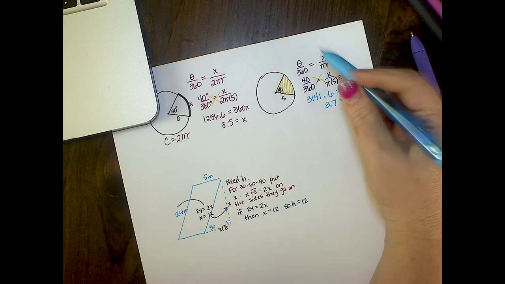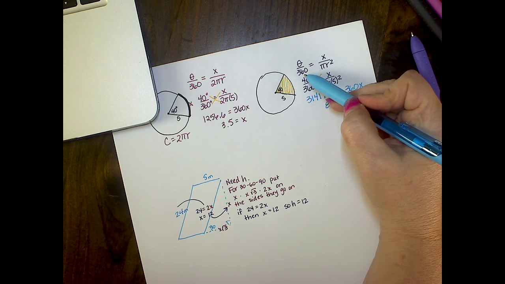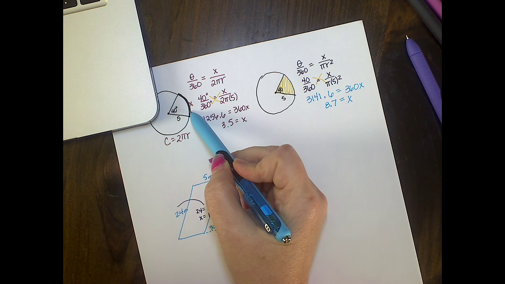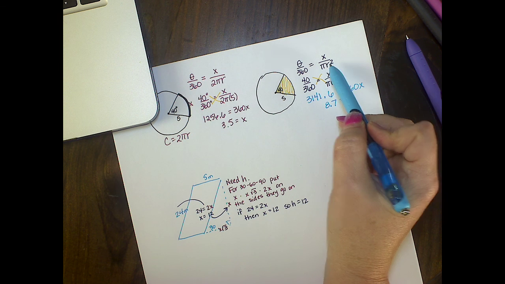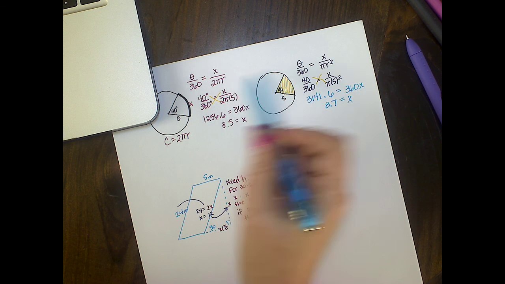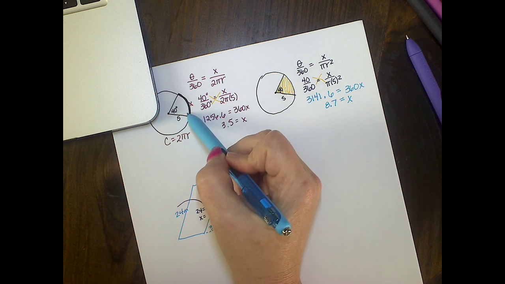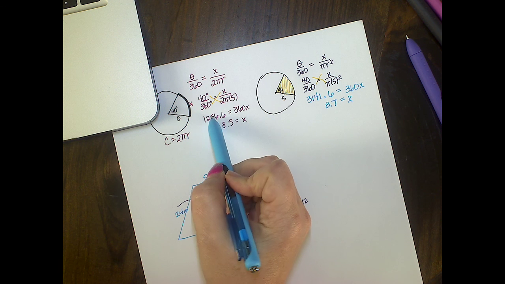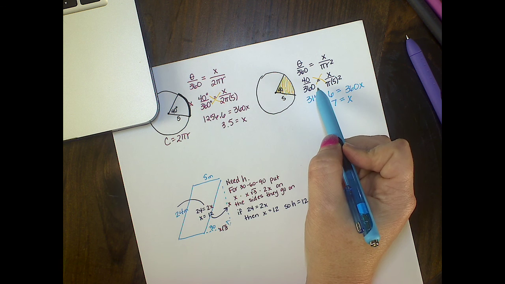Okay, so it's part of the angle over the whole angle, which is 360 degrees for a circle, and then it's the part of the sector, the arc length or the sector area, over the whole. So it would be the area of the sector over the whole area, or the length of the arc over the whole length all the way around the circle. So that's how you do arc length, and that's how you do sector area.